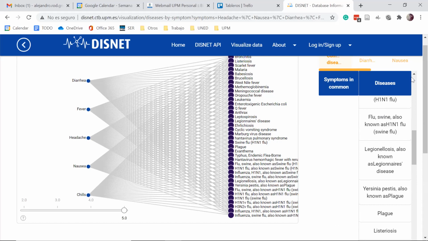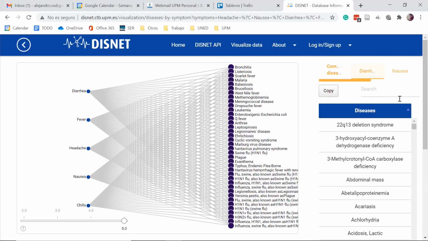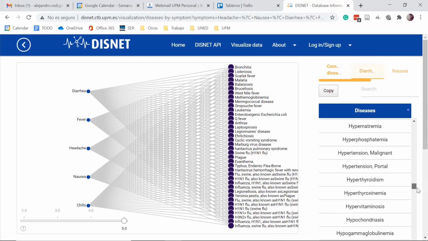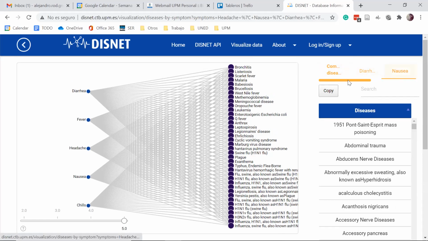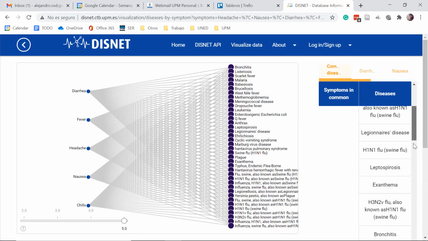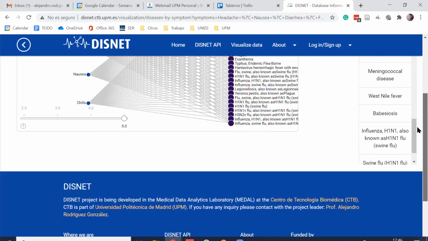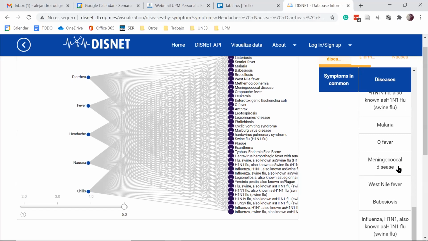Here you can also select different combinations. So with only diarrhea you have all of these, only with nausea you have all of these, and you can move. But with all these symptoms in common you have all these diseases. So that's another of the functionalities that we have added at this moment to this net.